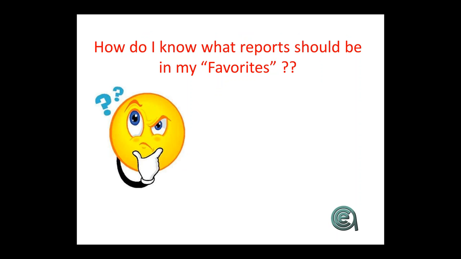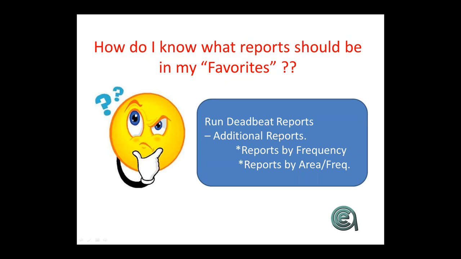Here's one. How do I know what reports should be in my favorites? Presume you're the keeper of the flame and you're trying to identify some that staff ought to have in their favorites because it'll save them time. How do you know which ones to use? Under the deadbeat report area, additional reports, you should have two report areas: reports by frequency and reports by area frequency. I noted that for a couple of customers I looked at, those reports may have been deleted over time. If you don't have those, call your tech and we'll send those out to you, or download a demo and export it from the demo.